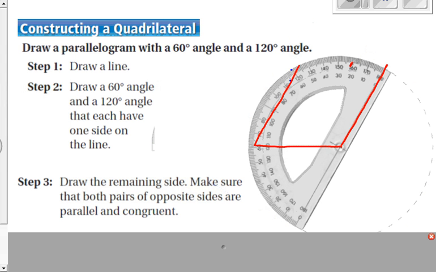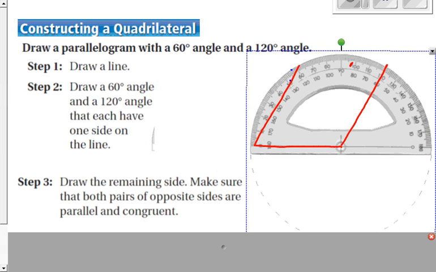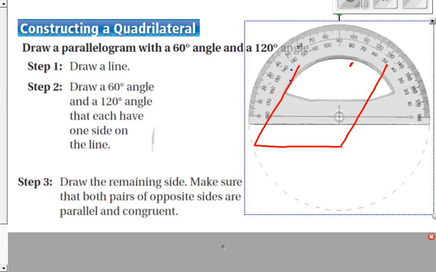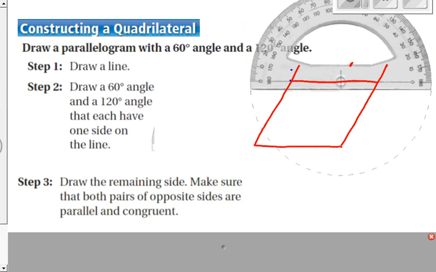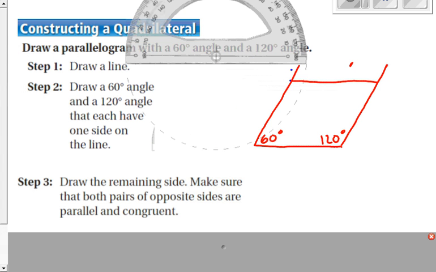And so now I have two parallel lines going diagonally. Now I need to make sure that I have a parallel line going on the top and bottom. So what I'm going to do is take my protractor and move it straight up. I can move it wherever I want. So I'm going to draw a straight line going across right here. So now I have a 60-degree angle here and a 120-degree angle here. If I move my protractor totally out of the way, I can erase a little bit. And I now have a parallelogram of 60 degrees and 120 degrees.